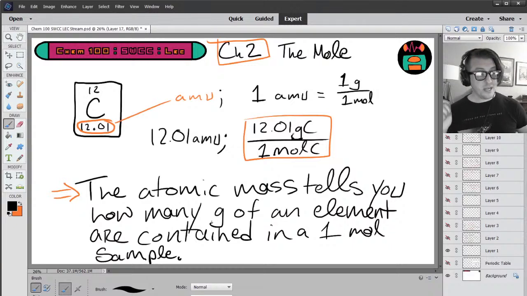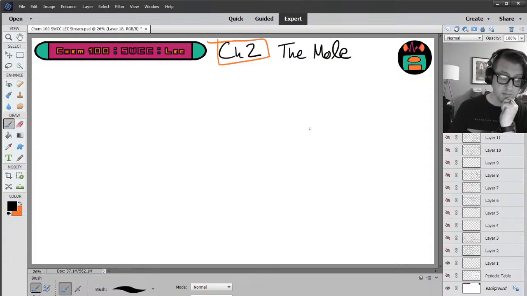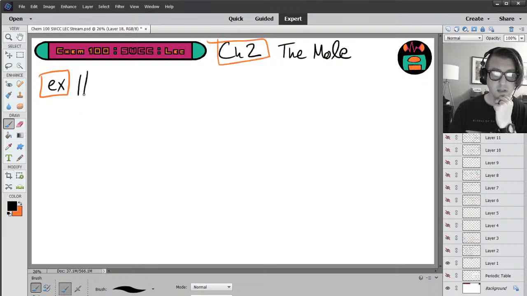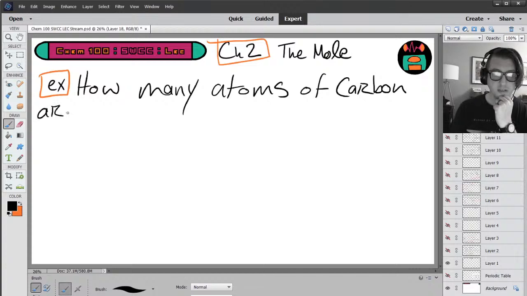So even though it's impossible for me to ask any of you to step into a lab and count how many carbon atoms are in a sample, I could ask every one of you to step into lab and tell me how many atoms of carbon are contained in a 25.0 gram sample.